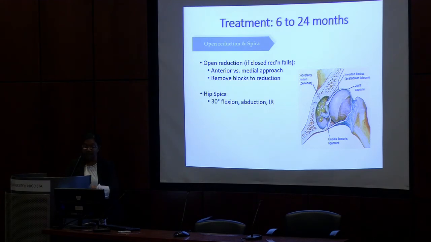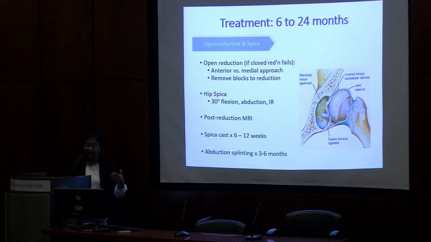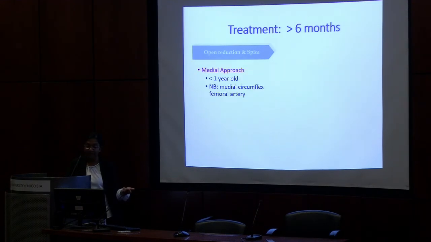And then you also put them in a hip spica, and then you do your post-reduction MRI, and then keep the spica on anywhere from 6 to 12 weeks. After that, generally, most people will transition from a spica to an abduction splint for another 3 to 6 months. So, which should you do?